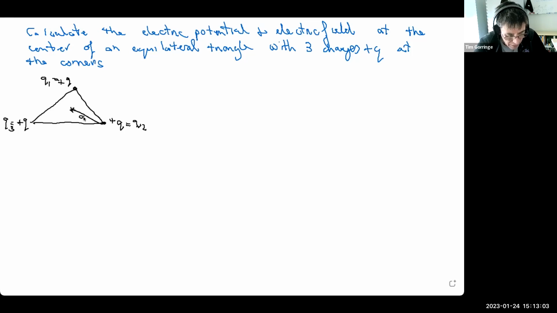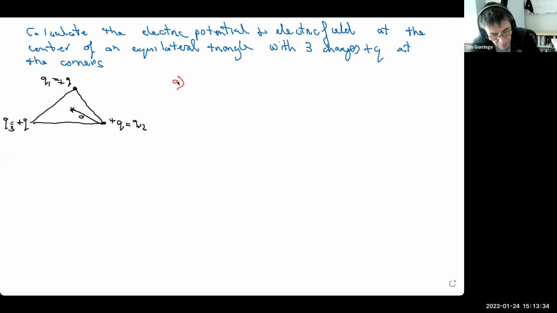I've denoted here the distance to the center. I've called that A. That's the distance from any of the three corners. It's the distance from each of the three charges to the center. So let's start by calculating the electrical potential V, and then we'll go on and calculate the electrical field E.